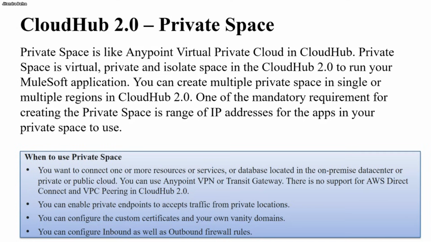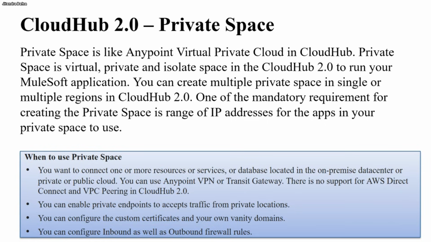One of the mandatory requirements for creating the private space is that you need to provide a CIDR range, which we have discussed how to calculate, right? It supports /24 as the minimum and /16 as the maximum. When to use the private space? Whenever you want to connect any resources behind your firewall via VPN or transit gateway, in that case you can definitely go with a private space.